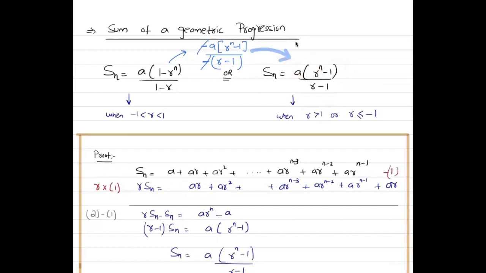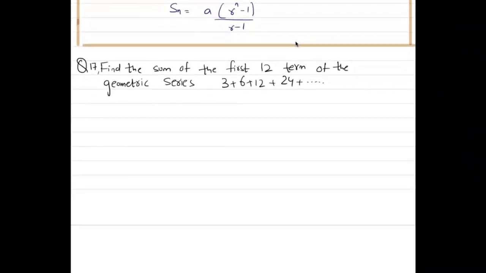But when you are dealing with an equation, you can use any formula. It doesn't matter whether you use this form or this form, because eventually the answer is going to be the same for this sum. Now in our syllabus, we just have to make use of these formulas. I'll tell you how to use the formula.